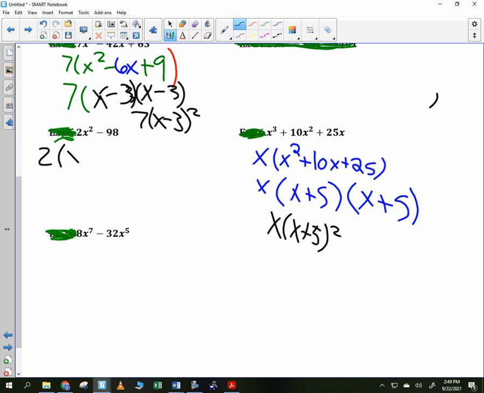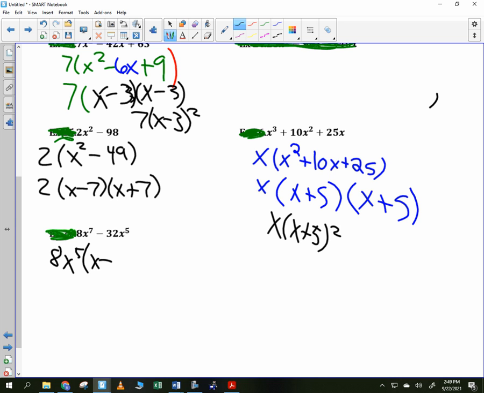Factor out a 2. What are you left with? X squared minus 49. 49 is a perfect square, so I got x minus 7, x plus 7. Last one, we factor out an 8x to the what? 5th. You're left with x squared minus 4. And that does factor. X minus 2, x plus 2. That's that.